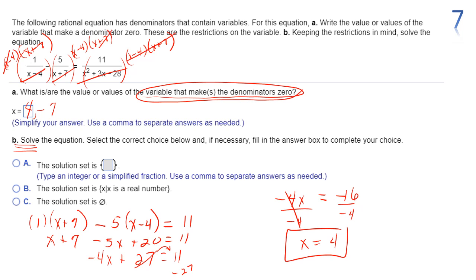Well, it looks like that's a fine answer, but notice, whoa, that was one of my restrictions. If your answer is the same as a restriction, then omit and discard that answer. Go ahead and choose C, the solution set is empty.